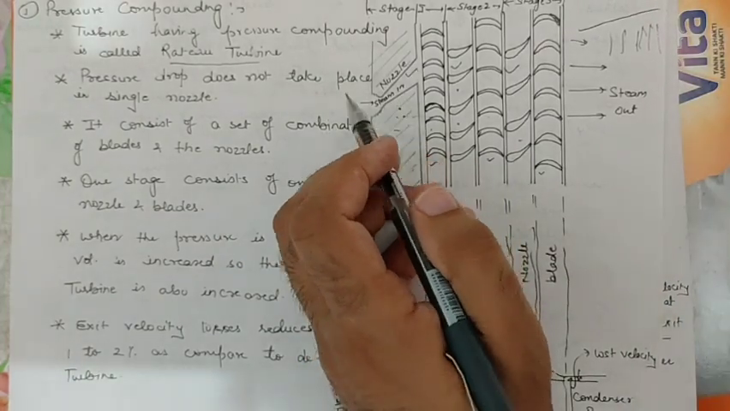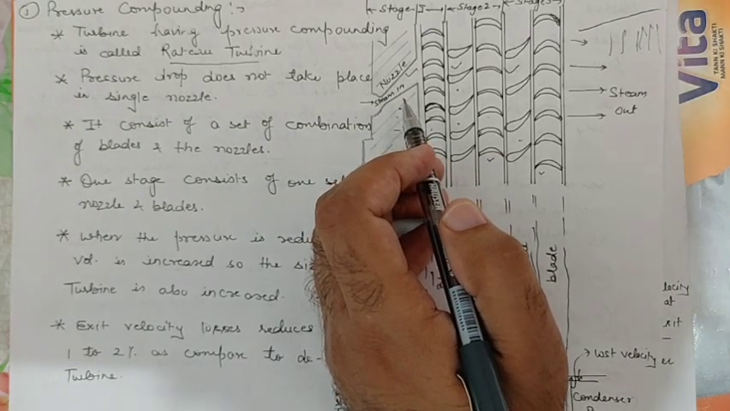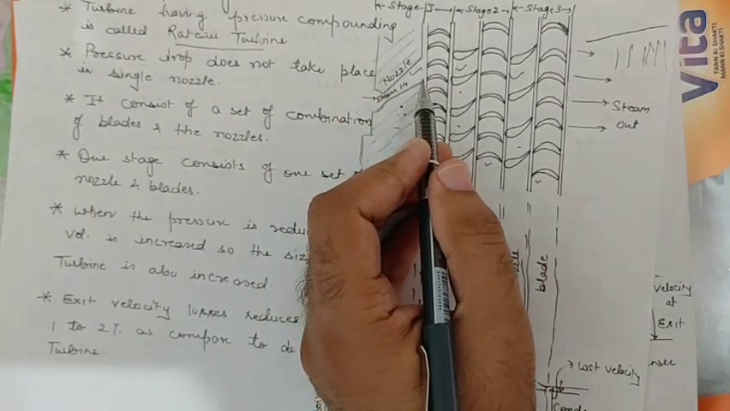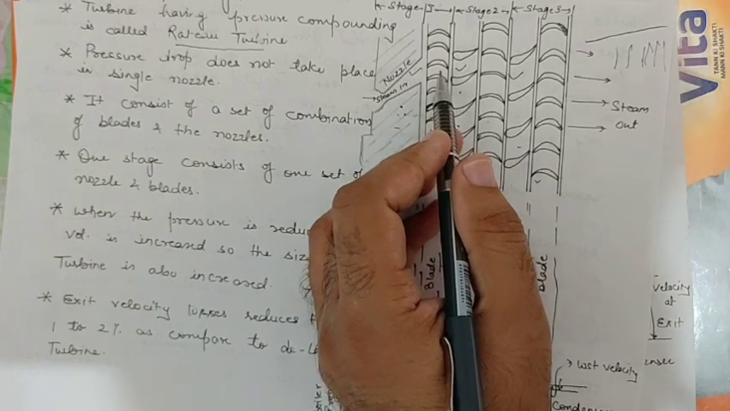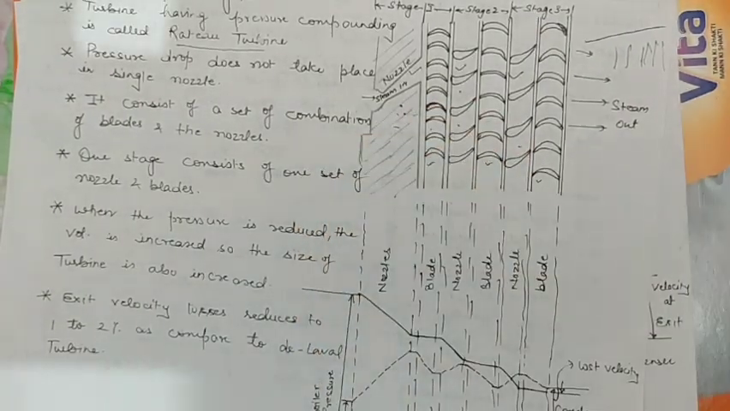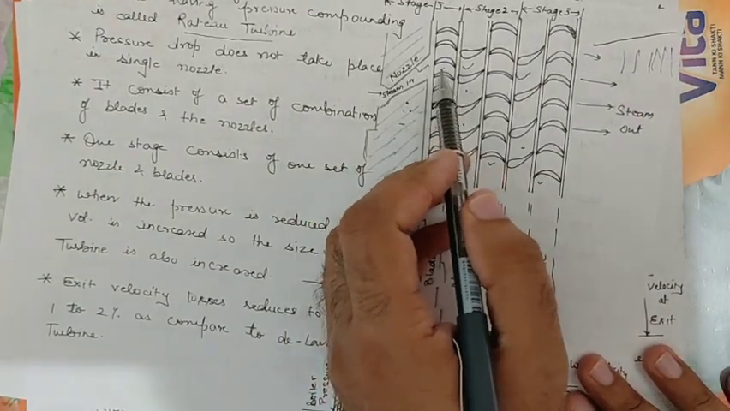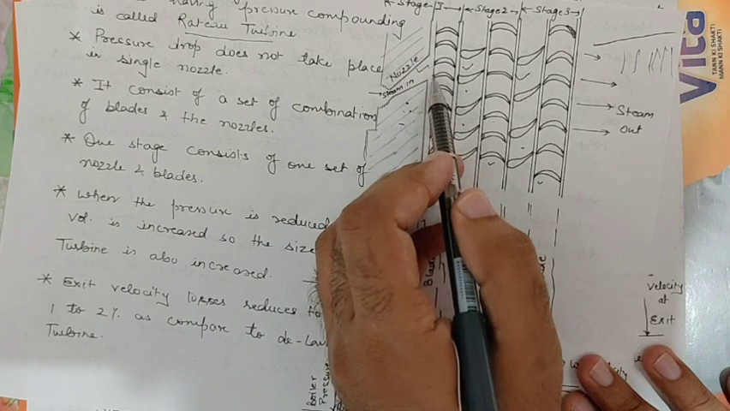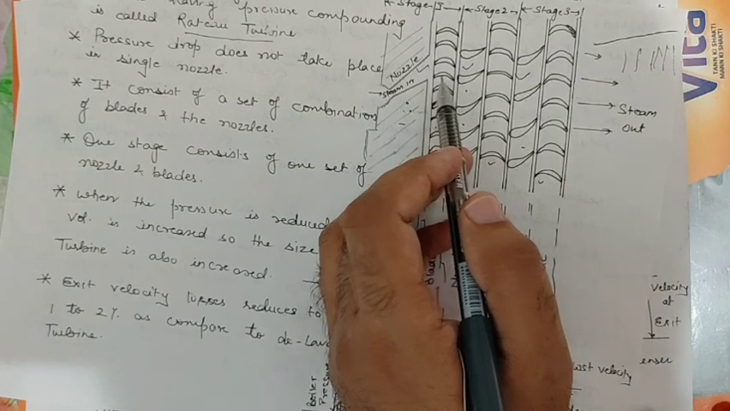So what will happen when pressure decreases? When pressure decreases, velocity of the steam increases. Now this steam with high velocity is moved to a set of moving blade like this. So what happened? As the steam flows over the moving blade, the increased velocity after reduction of pressure from the first fixed blade or nozzle is absorbed by the moving blade.